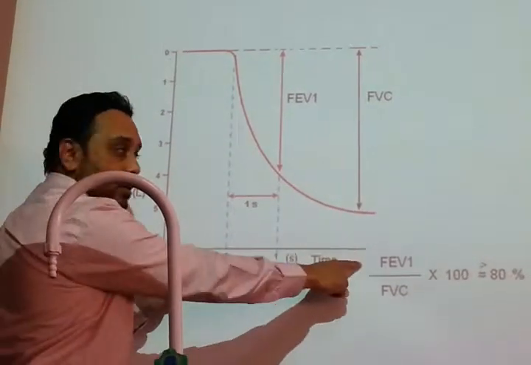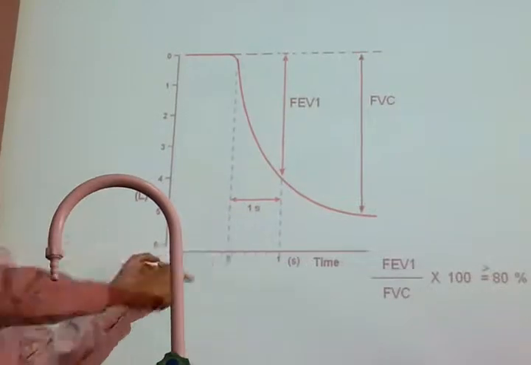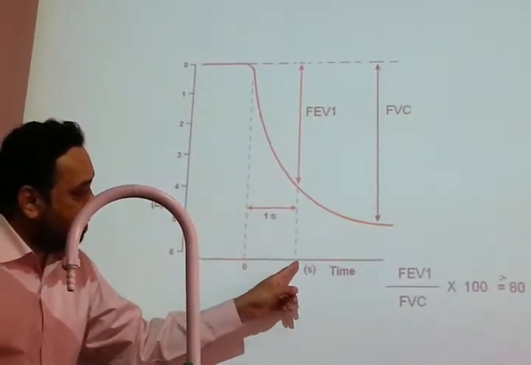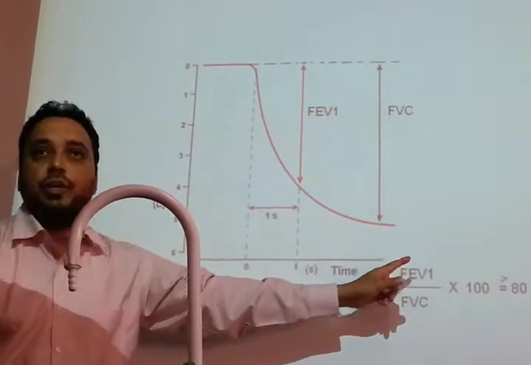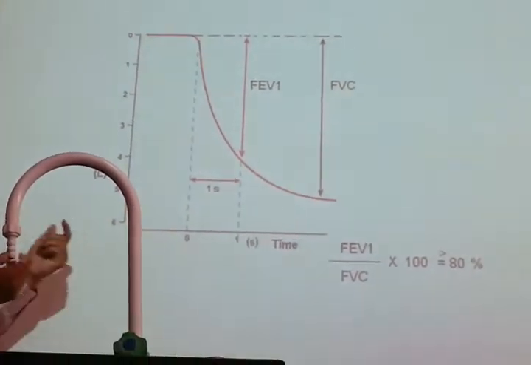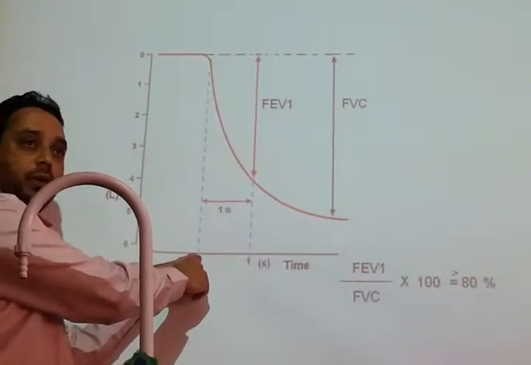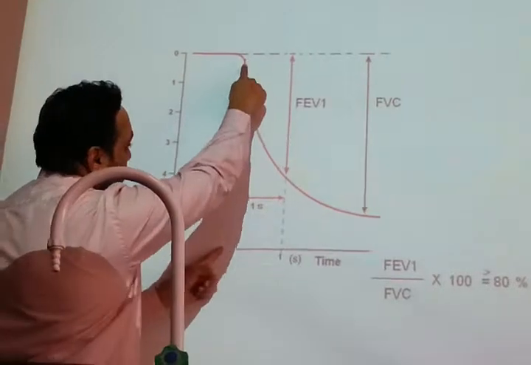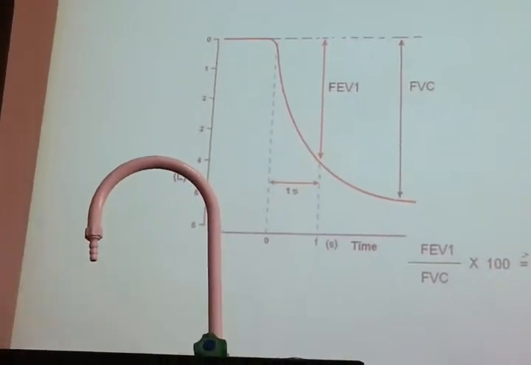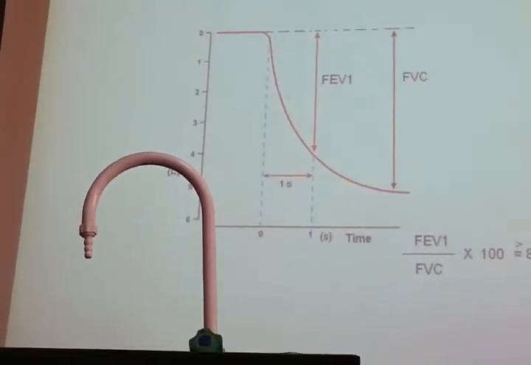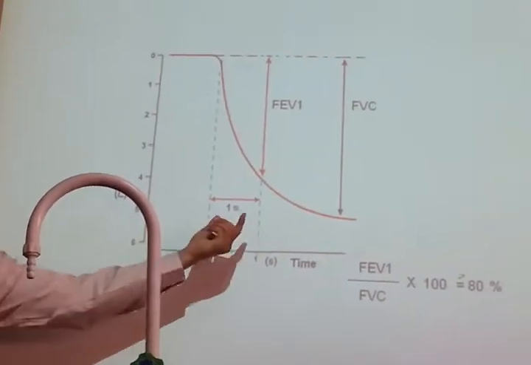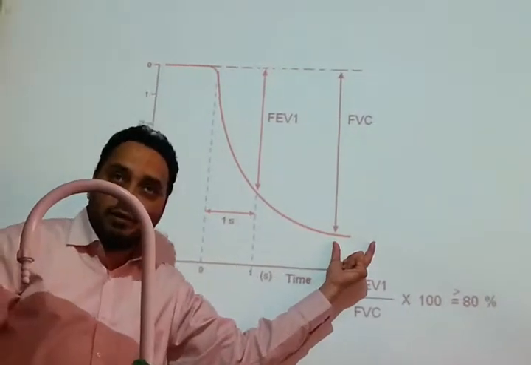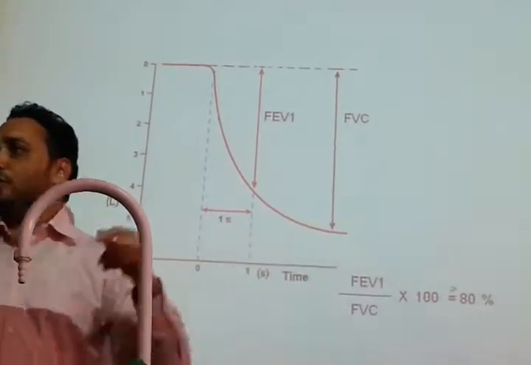If we plot volume over time, we can see that this is 1 second from here to here, 2 seconds from here to here, 3 seconds, like that, right? So if we mark the point of beginning of expiration, and 1 second, we can know the volume of air being expired in the first second of expiration. Similarly, in the second and the third second of expiration. Now, why do we want to know this?